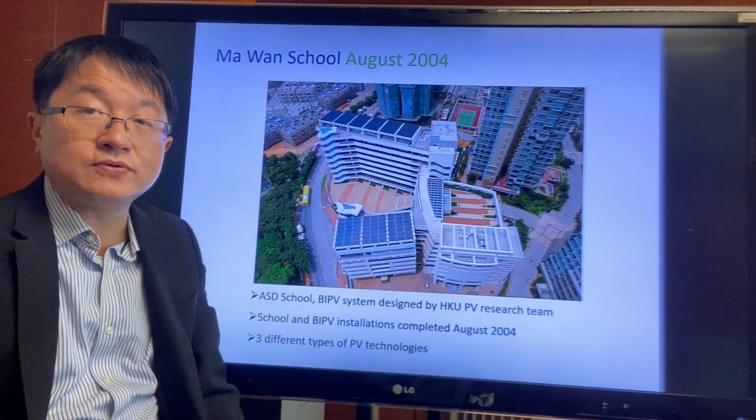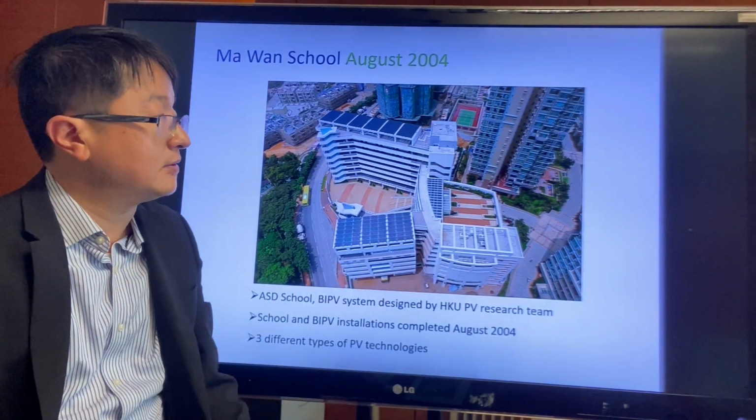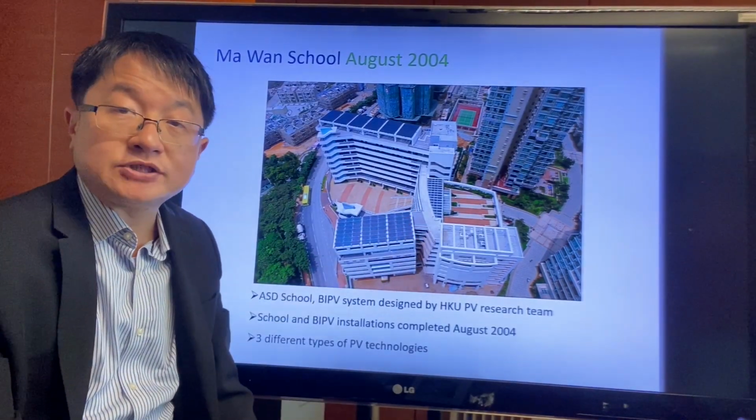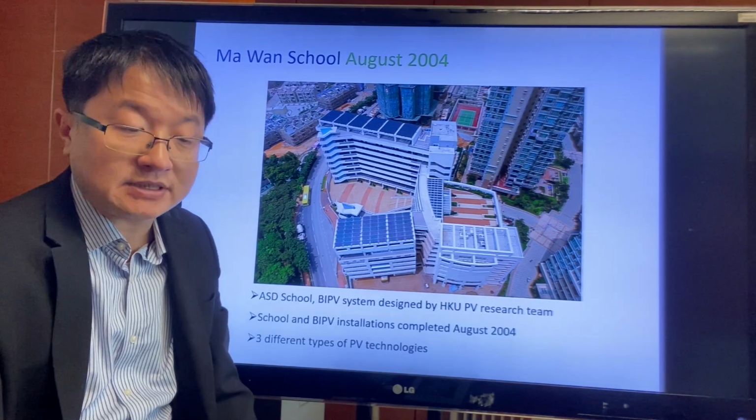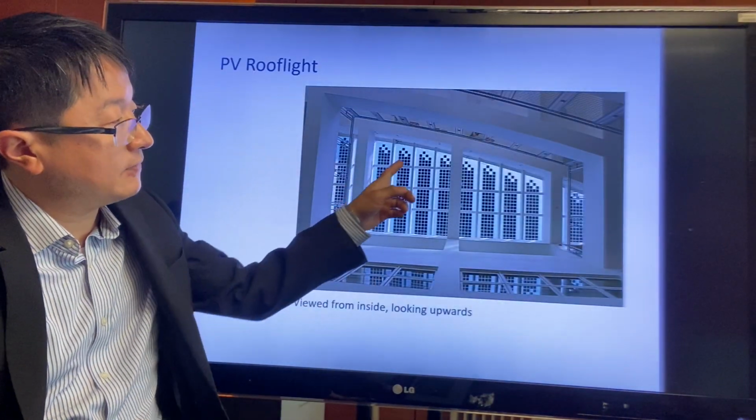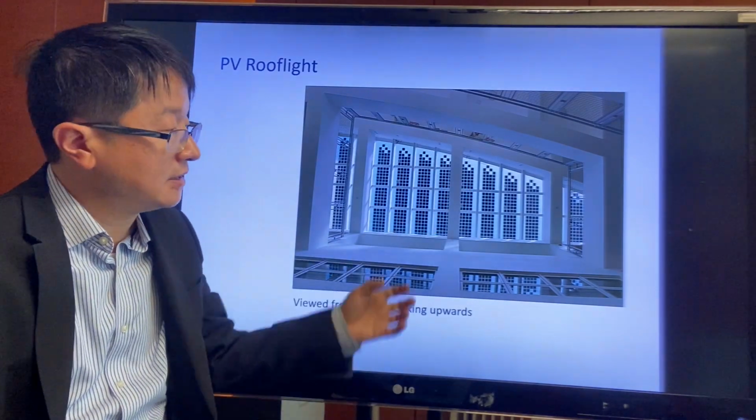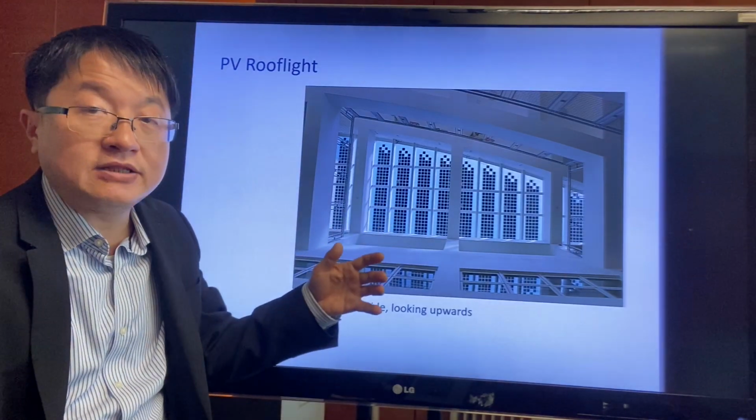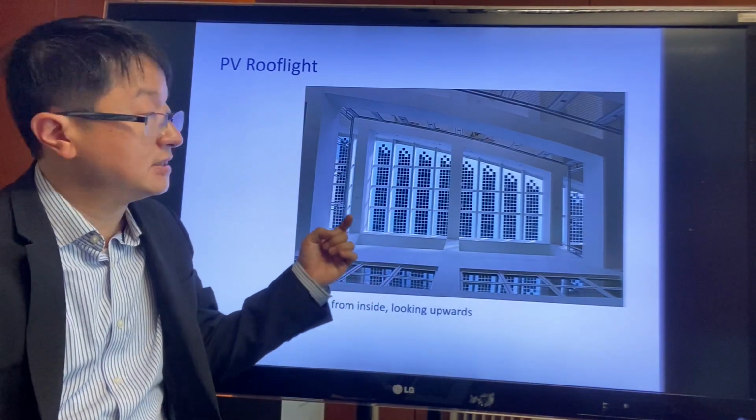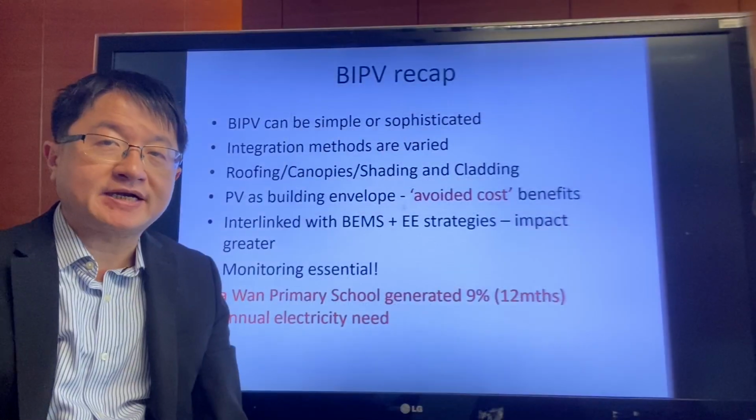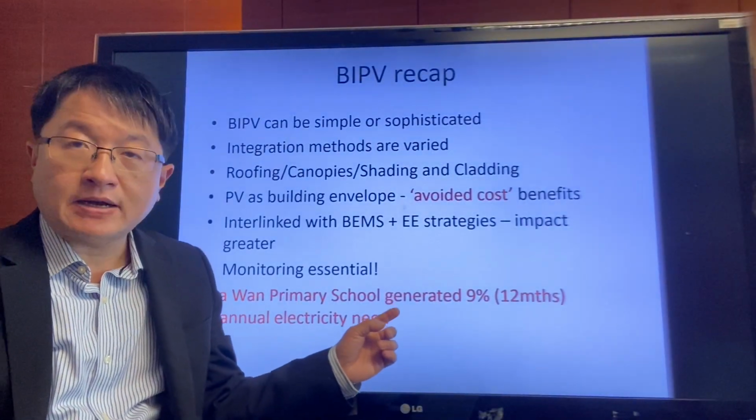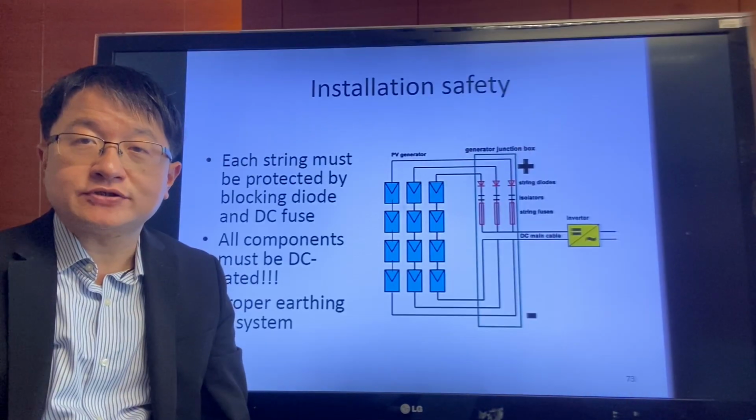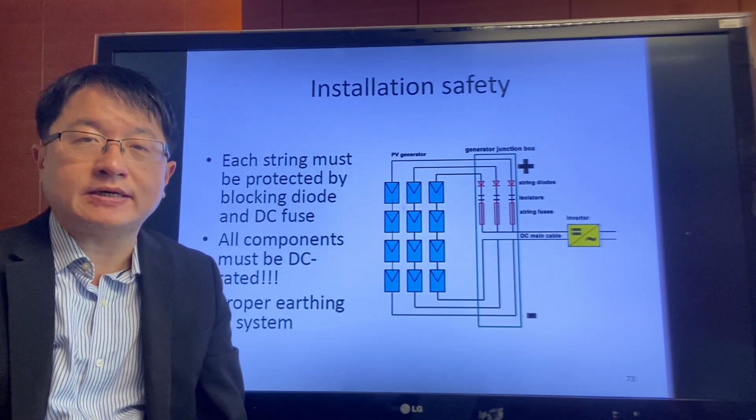And this is one of the schools in Hong Kong, in Ma Wan, where they installed solar panels at the rooftop to provide green energy for the school as early as the year 2004. The rooftop is installed with transparent solar panels so that in the indoor area they can still enjoy sunlight, while at the same time also harvesting solar energy at the rooftop. In this particular case, we proved that the power generated by the school can support up to 9% of the annual consumption.